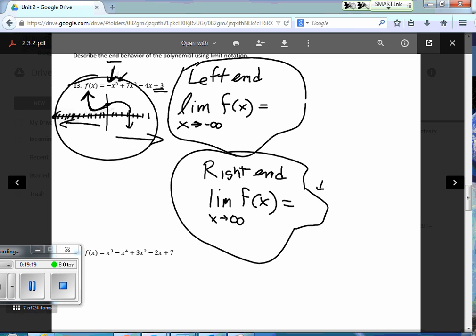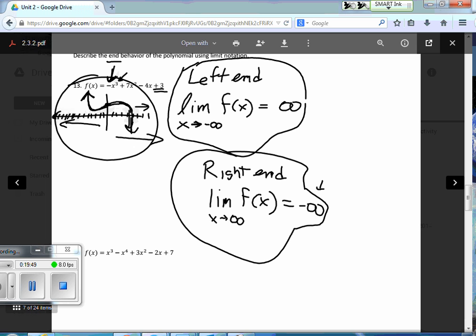On the left end, where's it going? It's going to positive infinity. On the right end, where's it going? That's the right end of the graph here. If I go way to the right, way this way, then what is the y value going to be? Way down there, negative infinity. That's writing the end behavior with limit notation.